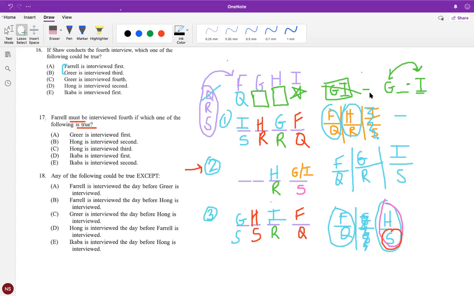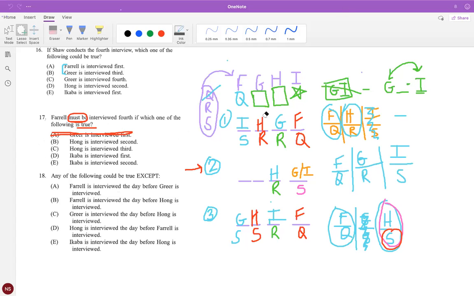Okay. So G is interviewed in the first one, so could be true. But what are we looking for? Could be true? No, must be true. So must G be interviewed first? No. No, because here it could be interviewed third. So that can't be our answer.